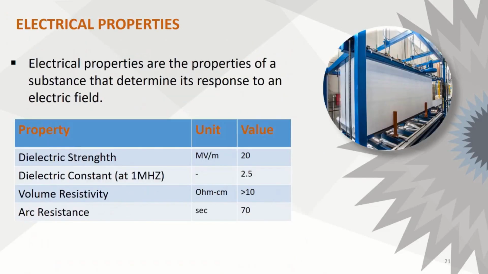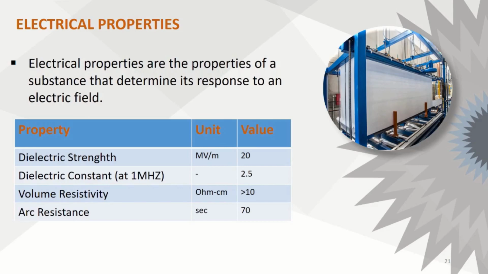Okay, now I am going to talk about electrical properties. Electrical properties are the properties of a substance that determine its response to an electric field. Properties are dielectric strength, dielectric constant, volume resistivity and arc resistance. You can see this table has electrical properties.